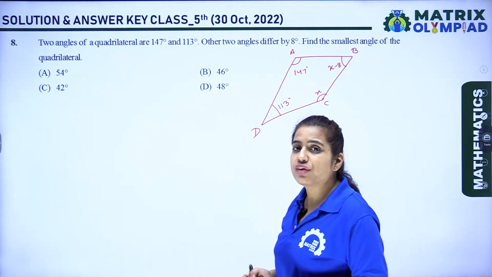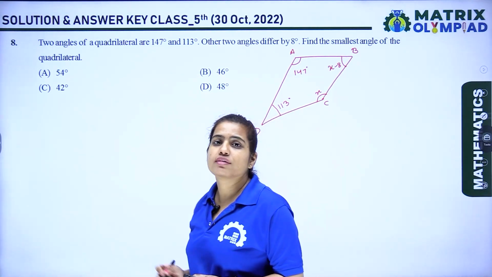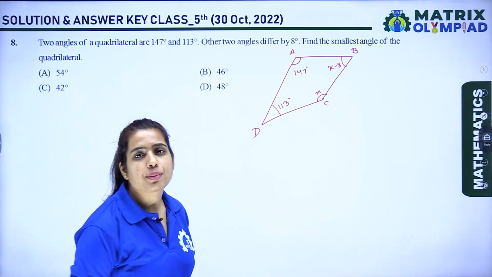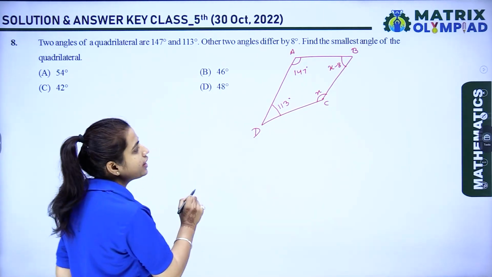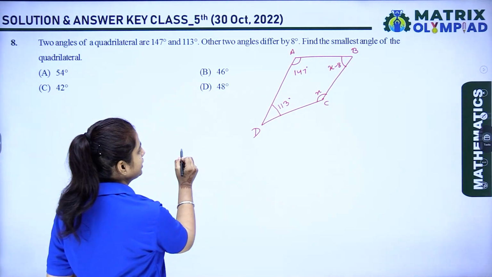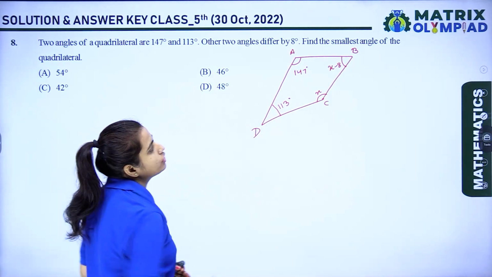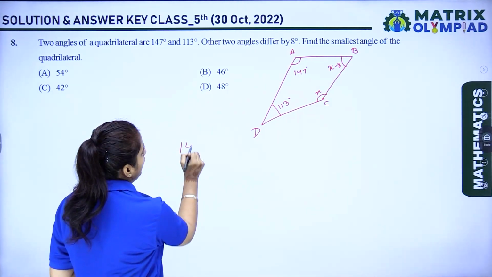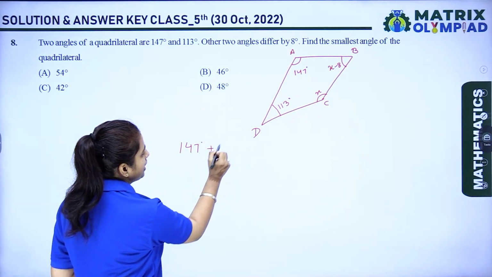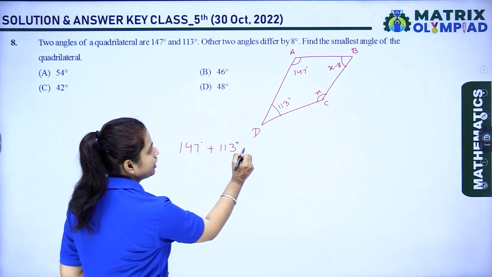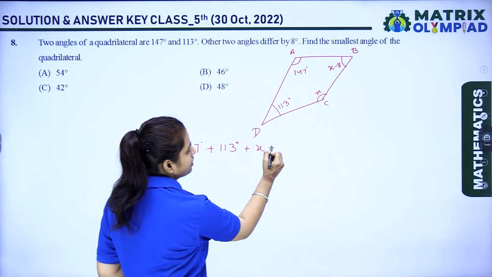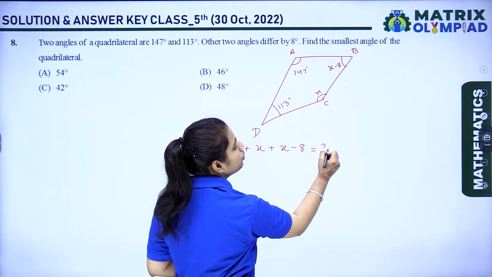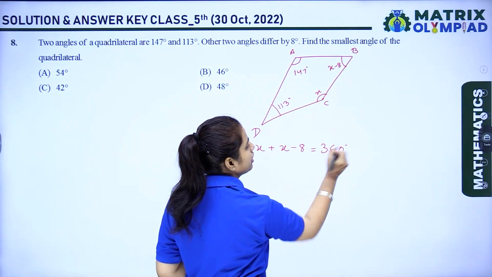Okay. Now let's find out the value of these unknown angles by applying the angle sum property of quadrilateral. So angle sum property of quadrilateral says that the sum of these four angles will be 360 degree. So let's say 147 degree plus 113 degree plus x plus x minus 8 equal to 360 degree.